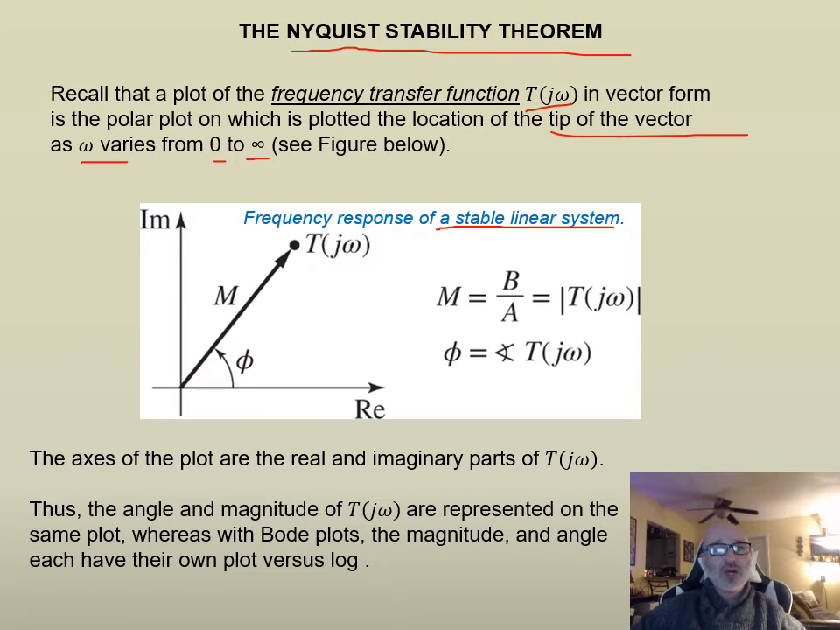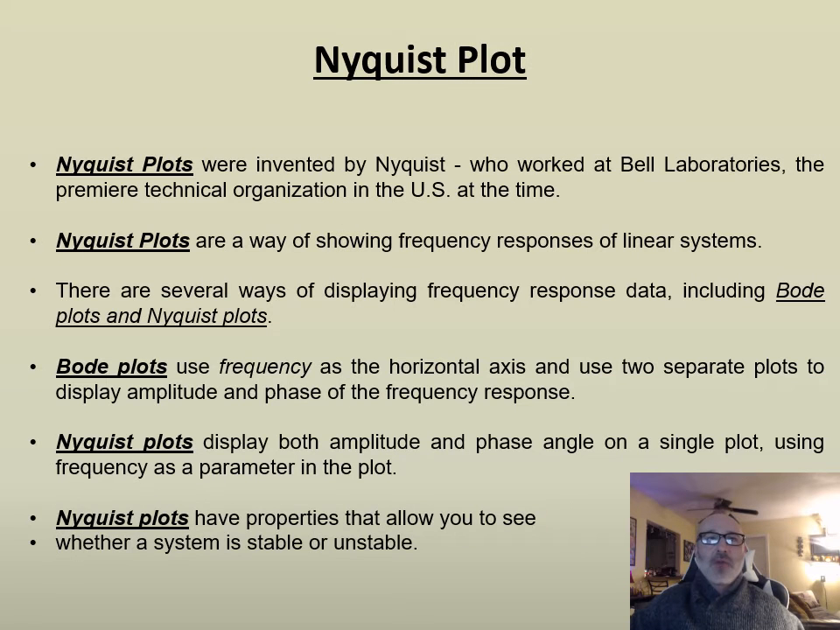linear system, and we can see that on the axes of the plot are the real and imaginary parts of our frequency transfer function. Now the thing to notice here is that the angle and magnitude of that frequency transfer function are represented on the same plot. But when we're talking about our Bode plots, the magnitude and angle each have their own plot versus log frequency. So a little bit more history and background on Nyquist plots.